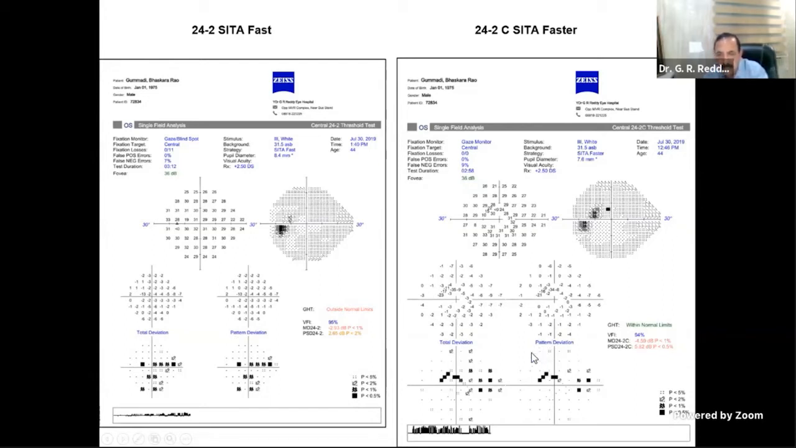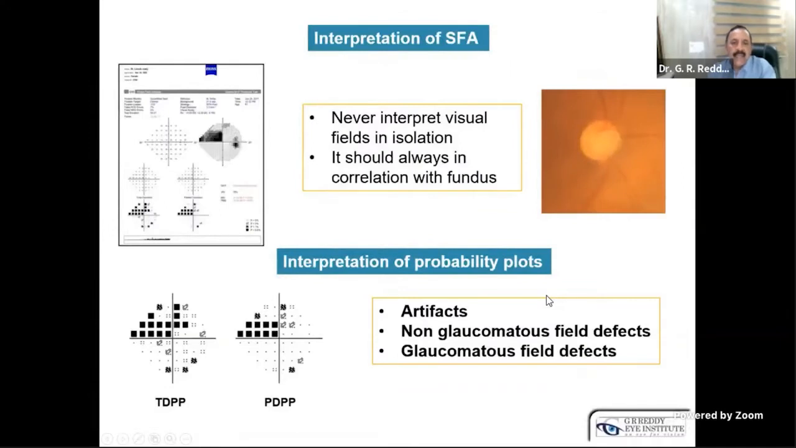There are 10 additional points. These are the 10 additional. Still, there are no points within the 3-degree sector. Coming to the interpretation, never interpret fields in isolation. You should always correlate with the fundus.